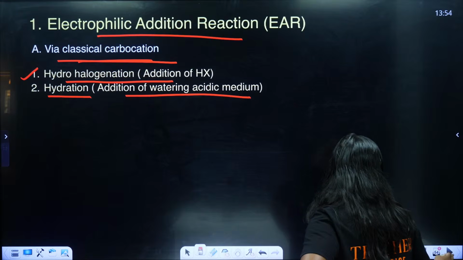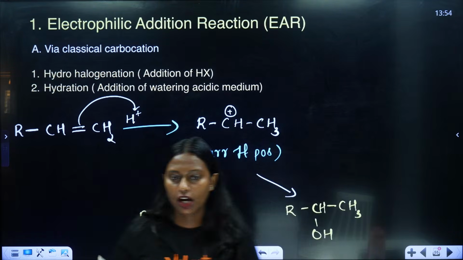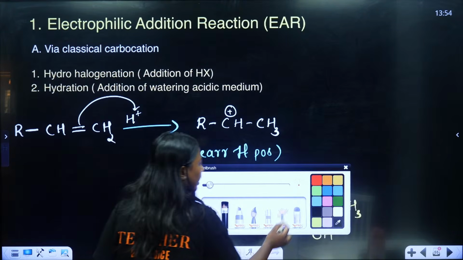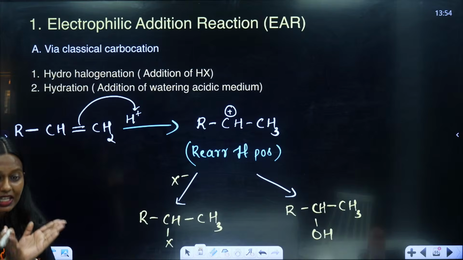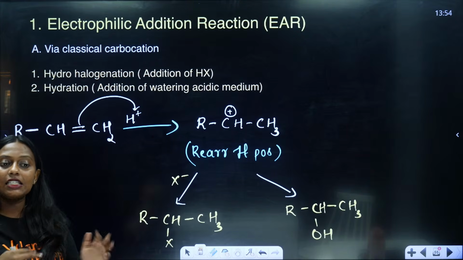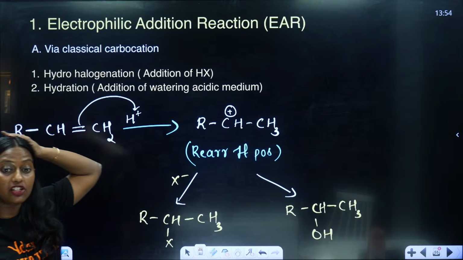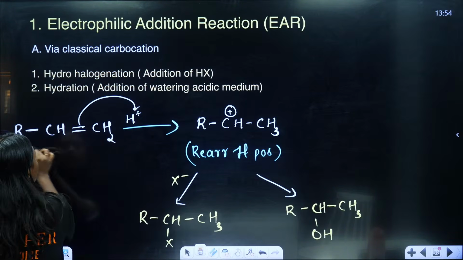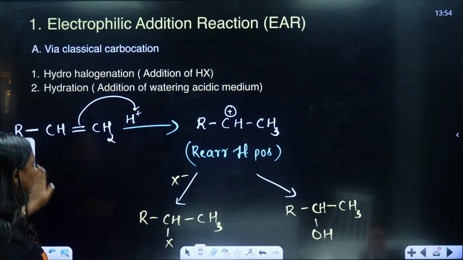Okay, clear. So here you can see the same reaction, same mechanism at the starting time. In the first step it's actually the same only. In the second step, two different types of reagents come. So we can see this is a double bond, this is an alkene.